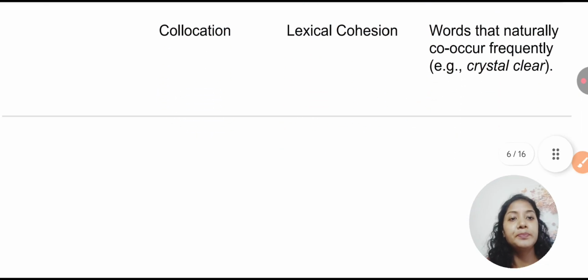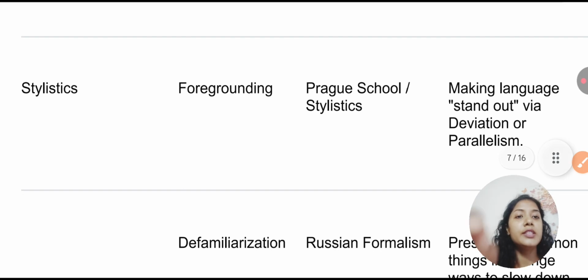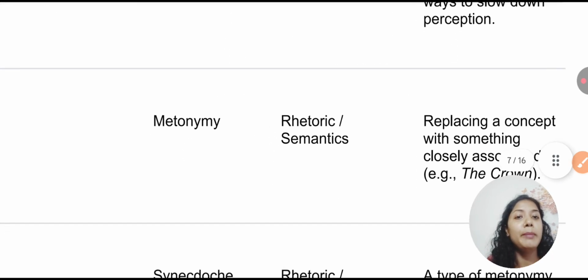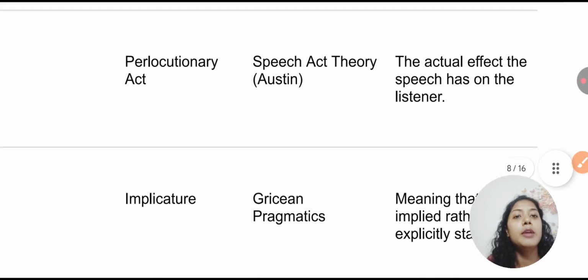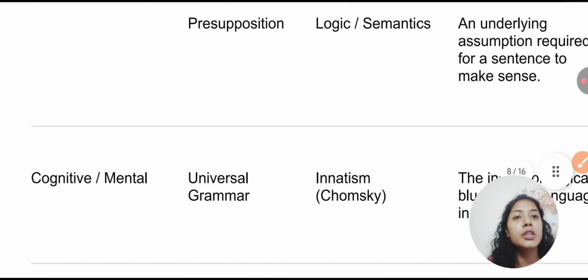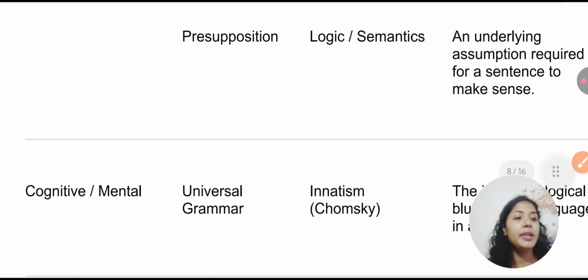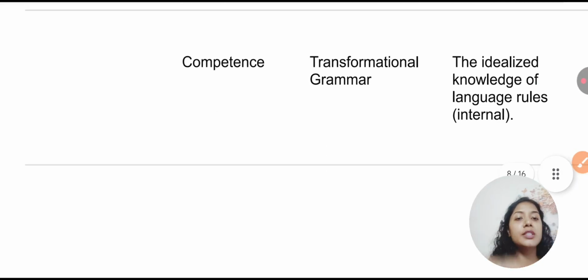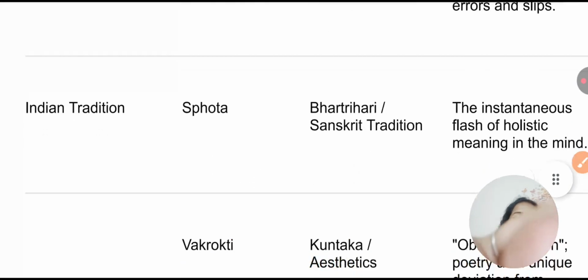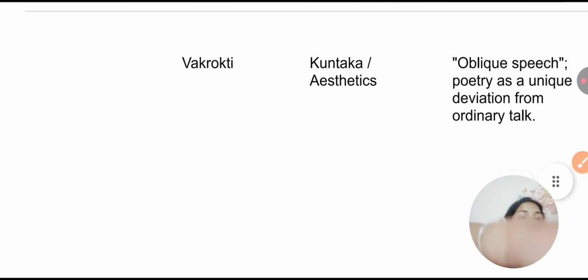Do not forget. Then you have foregrounding in stylistics, defamiliarization, metonymy, synecdoche, illocutionary. Then you have perlocutionary, implicature. You have presupposition in cognitive and mental based. In linguistics, we study universal grammar, competence, then we have performance. In Indian tradition, we study Sphota, which is by Bhartrihari, Vakrokti by Kuntaka.